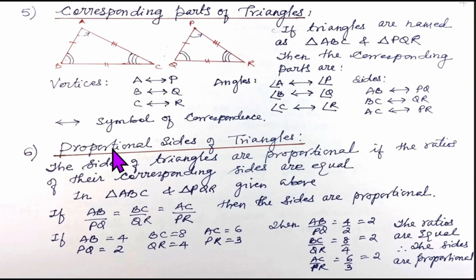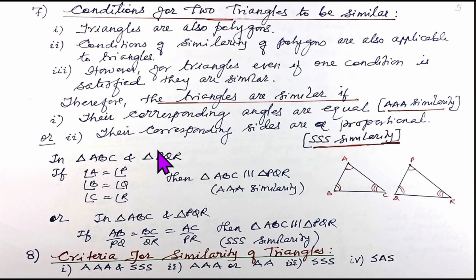Now, the proportional sides of triangles. The sides of triangles are proportional if the ratios of the corresponding sides are equal. Now, if I take triangle ABC and triangle PQR, if AB upon PQ is equal to BC upon QR is equal to AC upon PR, then the corresponding sides are proportional because they have the same ratio. All the three ratios have the same value, and therefore the corresponding sides are proportional here. Remember that.